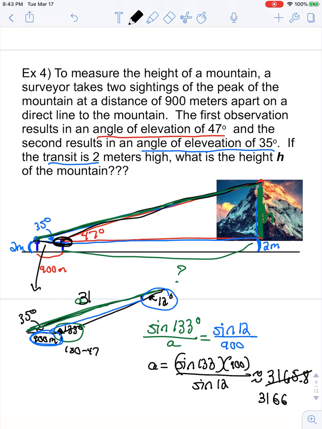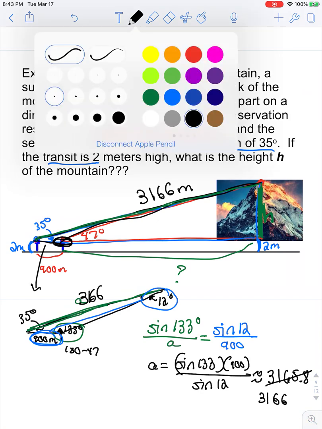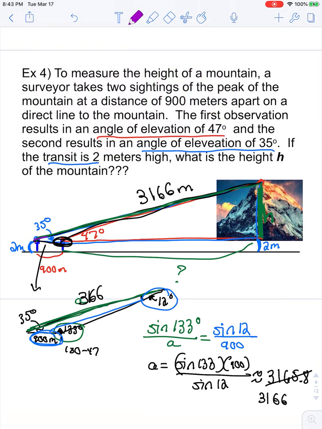So what we now know is that this is 3,166. Bringing that back up to this picture, 3,166 meters. Now we can look at the big triangle. And I'm just going to highlight it in this purple again. Okay, so remember in this big triangle here, we're trying to find this height over here on this end.